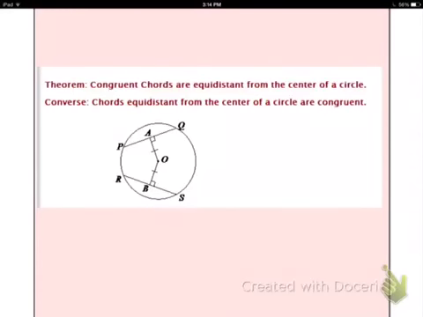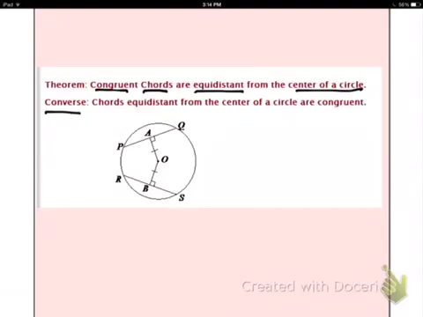Okay, tomorrow in class we're going to be discussing the theorem that says congruent chords are equidistant from the center of the circle. Right? We know what congruent means. We know what chords are. They're segments with endpoints on the circle. Equidistant means the same distance or equal distance from the center of the circle.